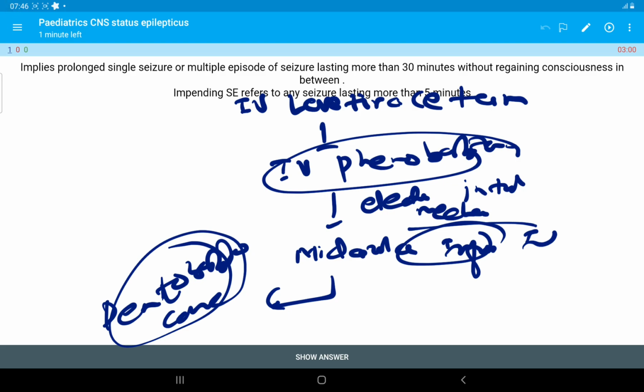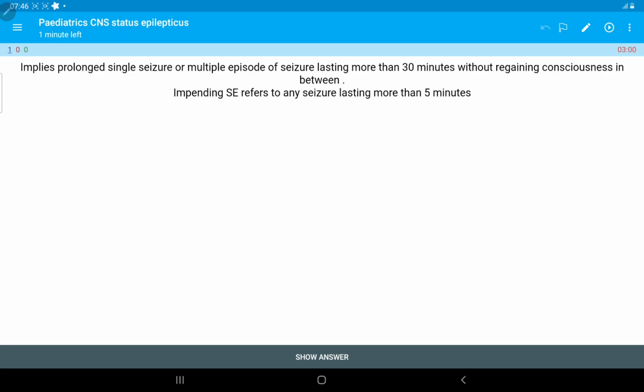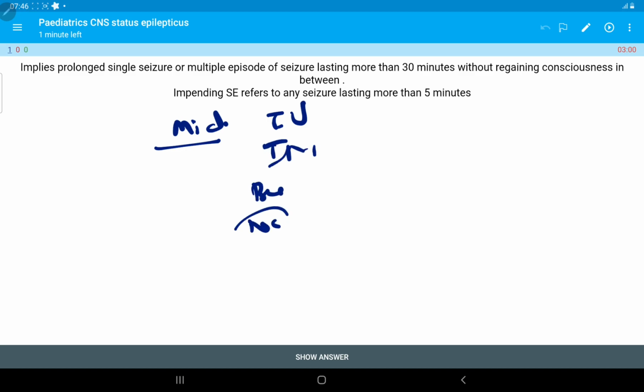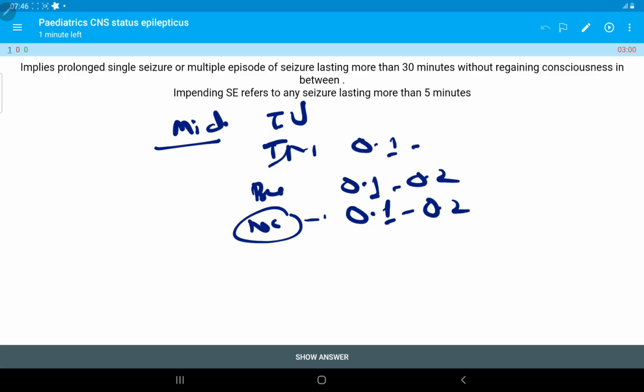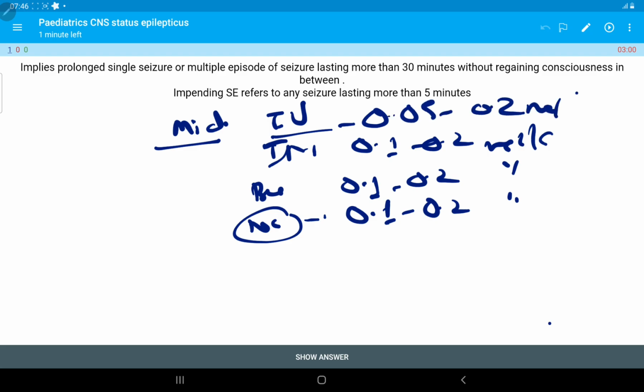So what is the dose of midazolam? Midazolam can be given through IV, IM, buccal and nasal routes. Nasal we can give 0.1 to 0.2 mg per kg. In the IV route we can give 0.05 to 0.2 mg per kg.